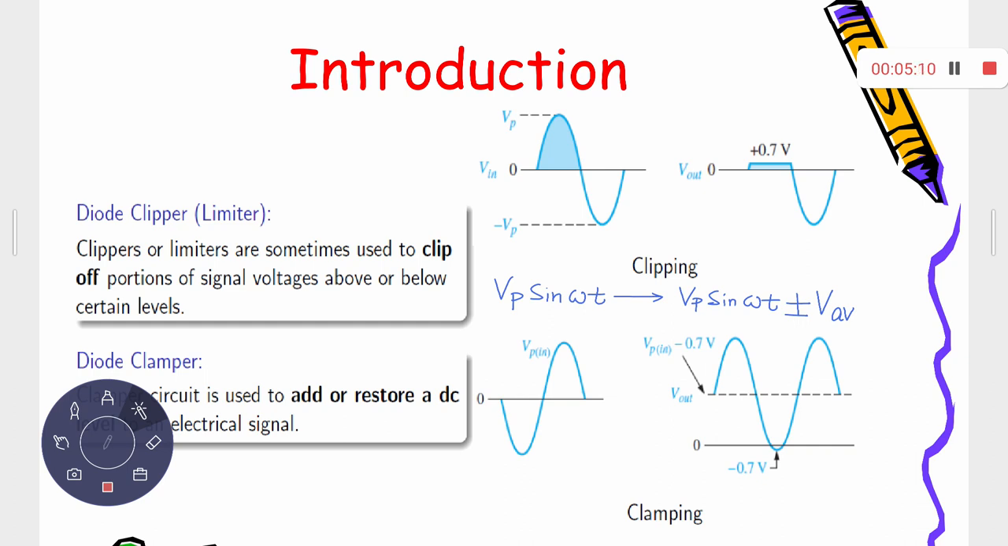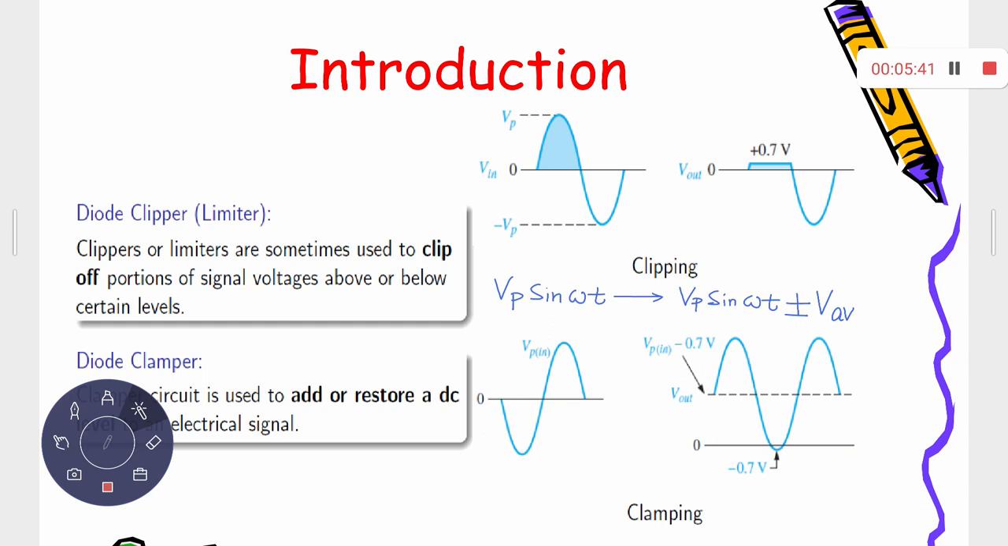So if it is riding on a positive DC, then it is known as the positive clamping operation. In other words, suppose the input is riding on zero DC, and if the output is riding on a positive DC, then it is known as the positive clamping operation. And if your output is riding on a negative DC, then it is known as a negative clamping operation. The corresponding circuits are known as the positive clamper and the negative clamper.